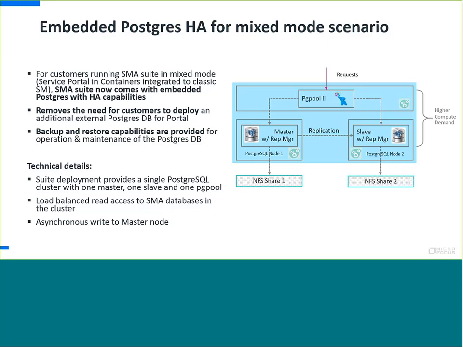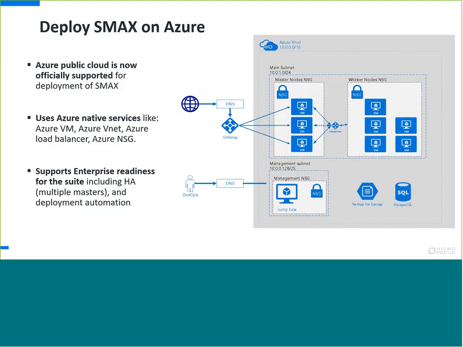Okay, the other important change that we are doing in this release is we are providing an option for our customers and our partners to deploy SMAX on Azure. So now Azure Public Cloud is officially supported for deployment of SMAX, and we have tried to use as many native services for Azure as possible, including, of course, the virtual machines, virtual network, load balancer, as well as the network security group for Azure. And we also support enterprise readiness, which means HA is supported, as well as we have scripts for deployment automation.